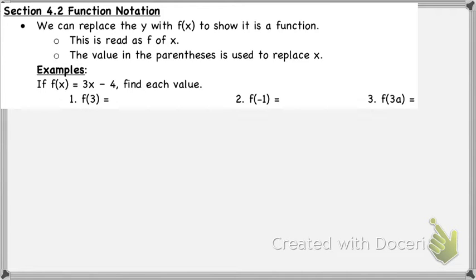Now, for function notation, we have an equation like y equals 4x plus 5. That could be a function. For function notation, we'll replace y with f of x, and that's how you read it, f of x, to show it is a function. We can replace it with f of x because the f stands for function. It's read as f of x, and the value in parentheses is used to substitute for x. So we say it's a function of x.